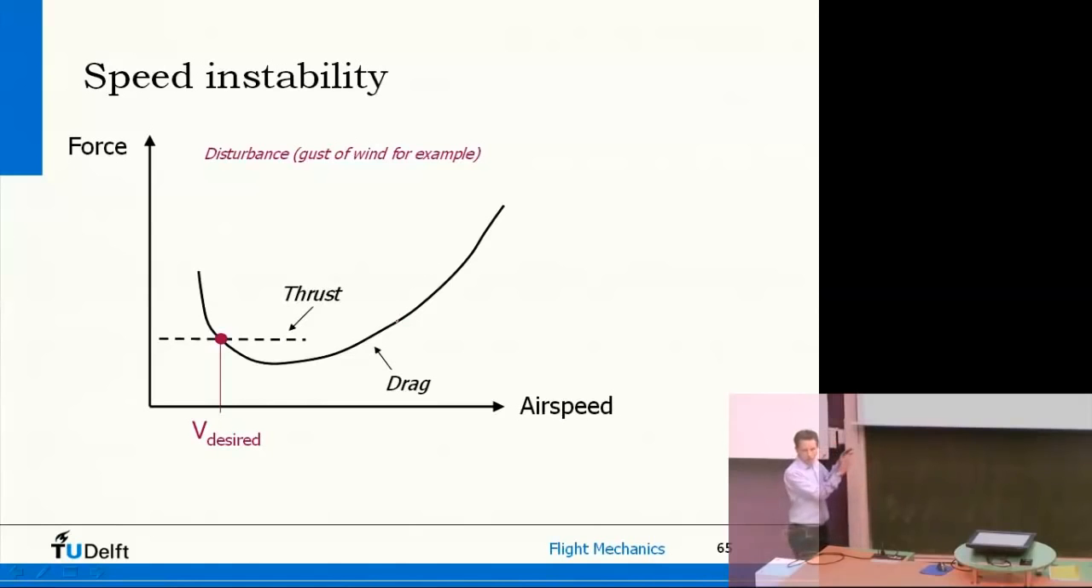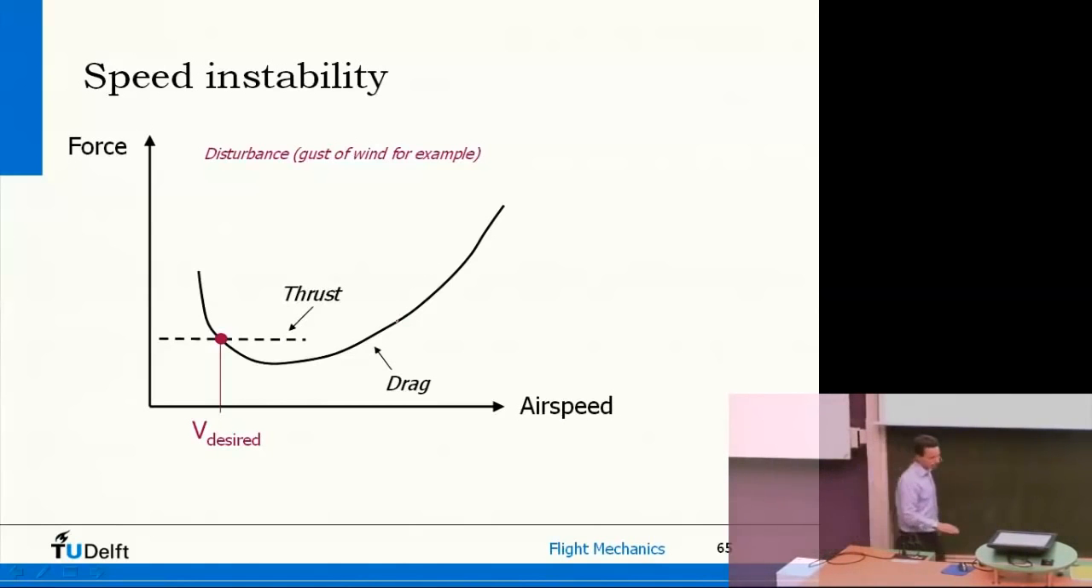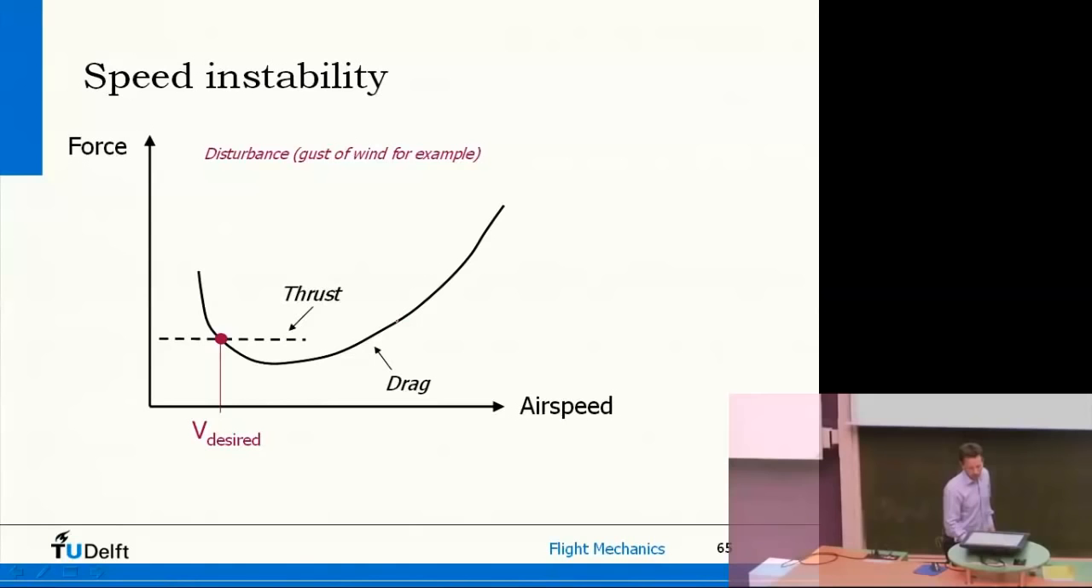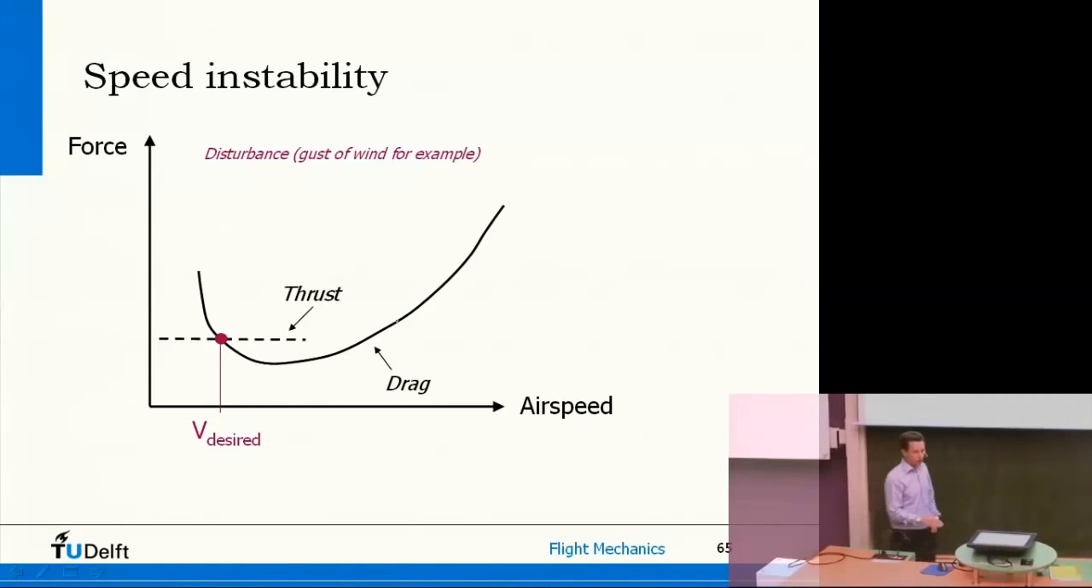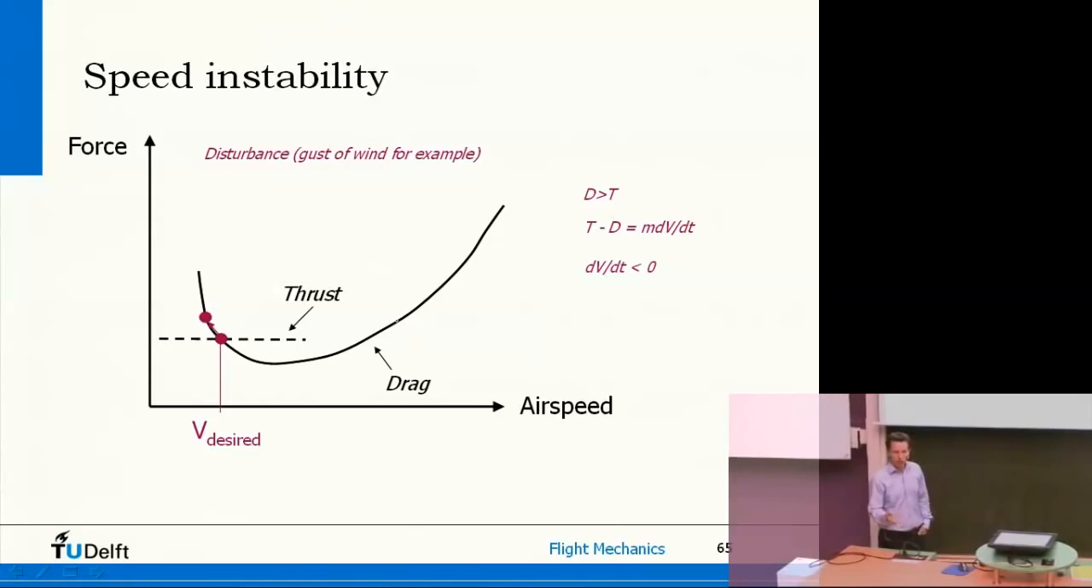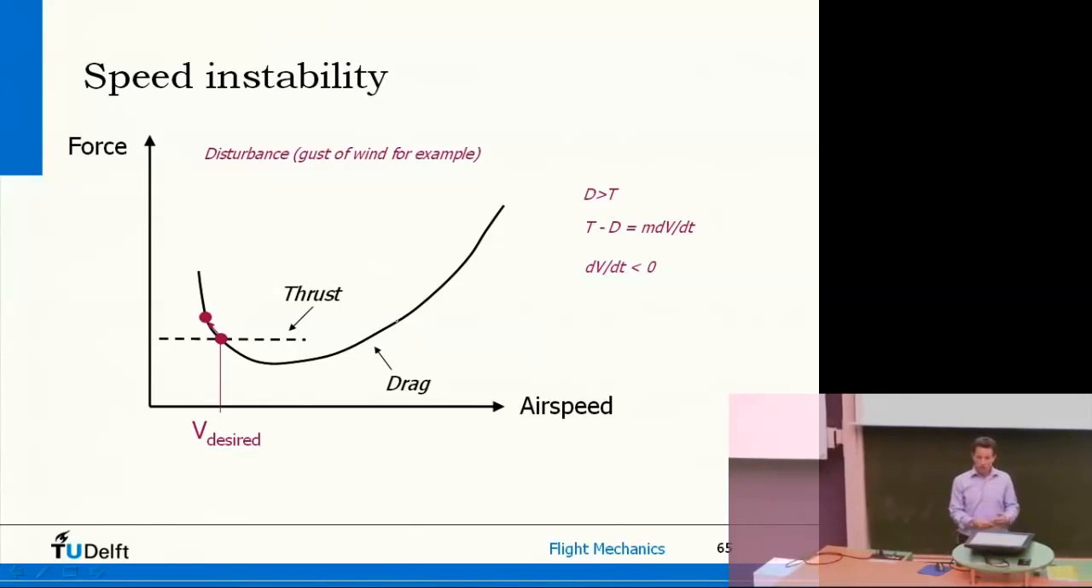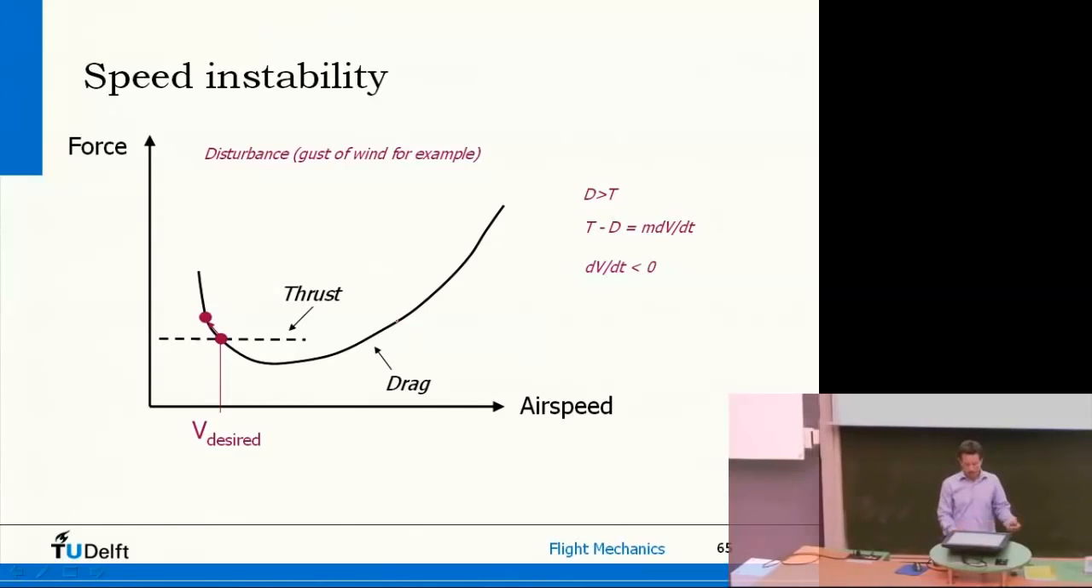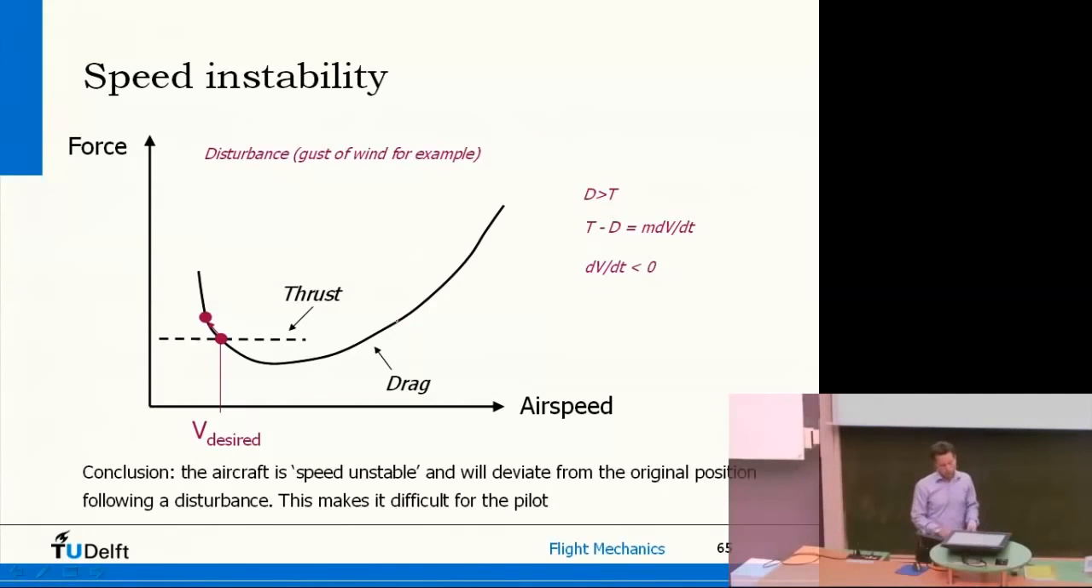And this is this lift-induced drag, mainly. Then, if drag is larger than thrust, of course, you will start to decelerate. More aerodynamic drag than thrust means deceleration. So, due to a disturbance, we decelerated slightly, and due to the deceleration, you get more drag, and you start to decelerate even more. So, this is what we call speed unstable.